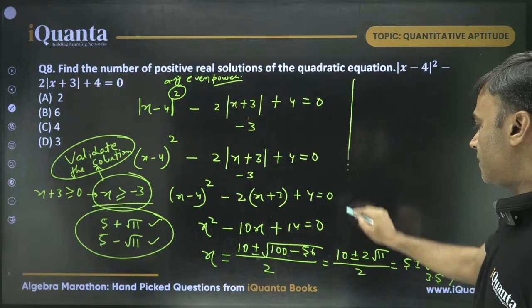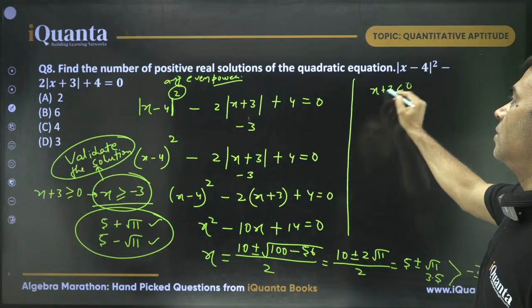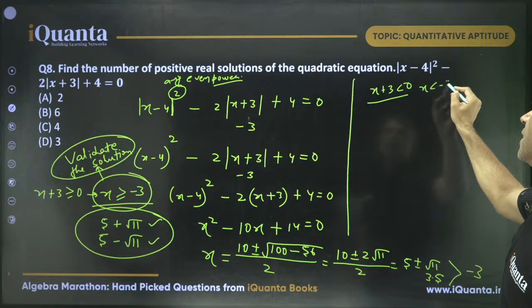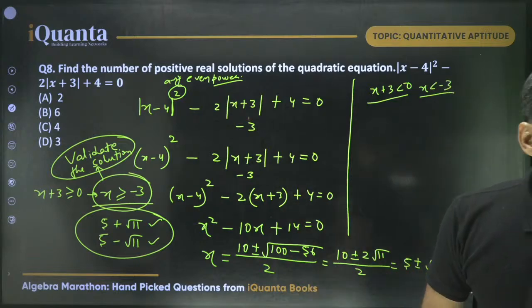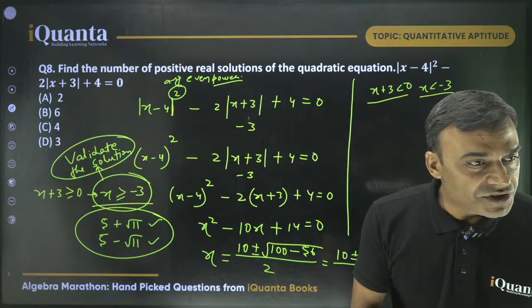Now I write the second case here. If x plus 3 is less than 0, that is x less than minus 3. In that case, what will happen? Change. If the quantity inside the modulus is negative, then complete change.